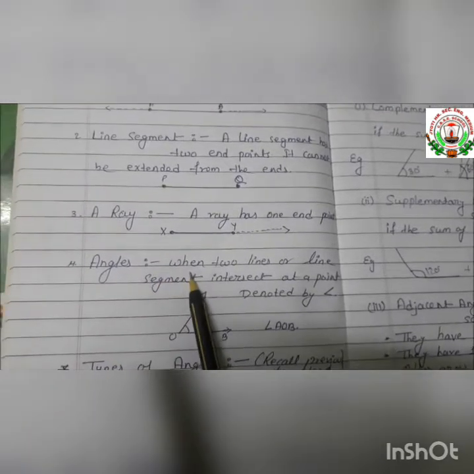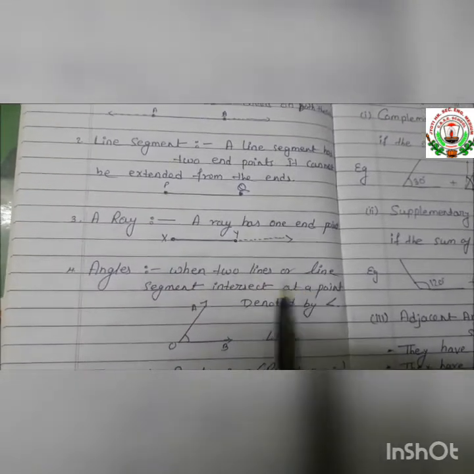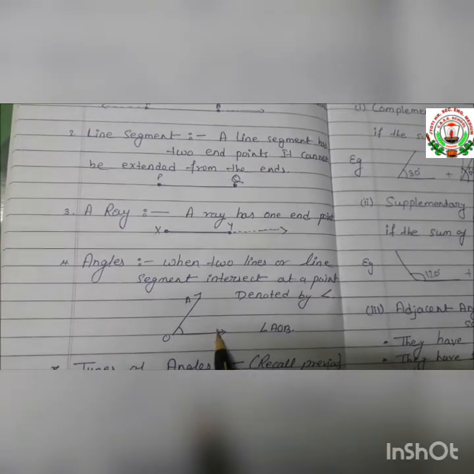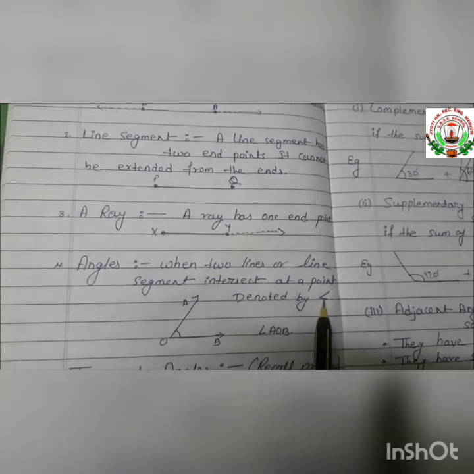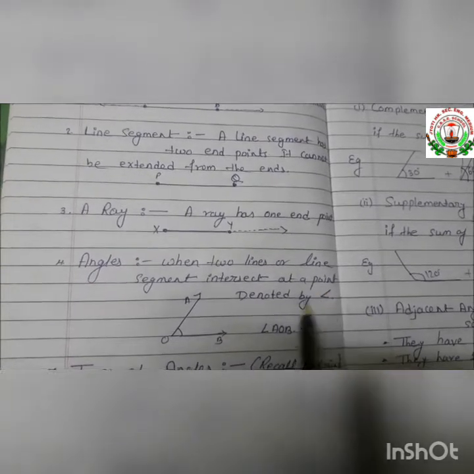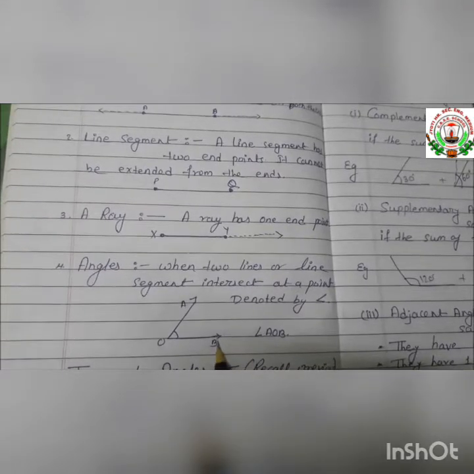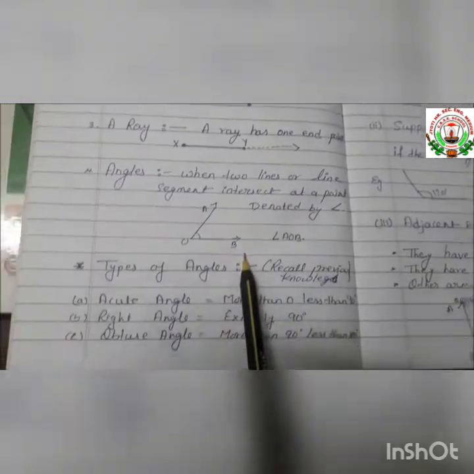Fourth one is angle. When two lines or line segments intersect at a point, a vertex is formed. That vertex is said to be an angle. Angle is denoted by this sign. So here angle AOB. Now types of angle. Let's recall the previous knowledge.